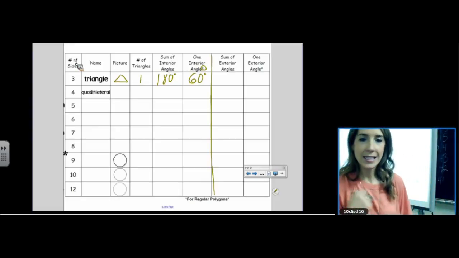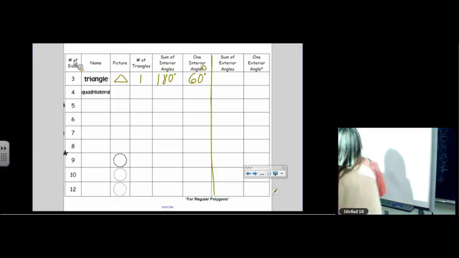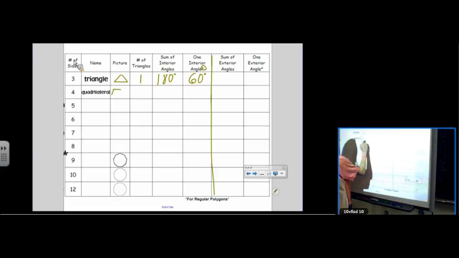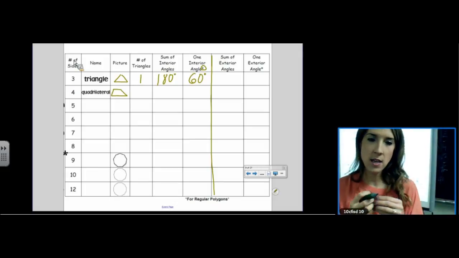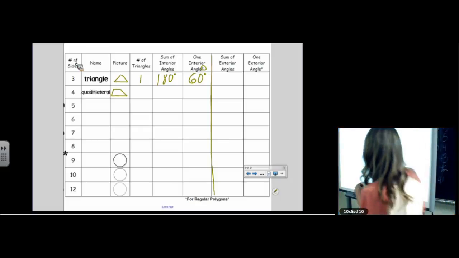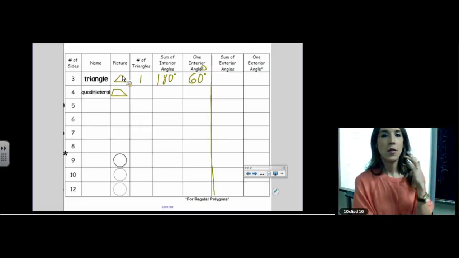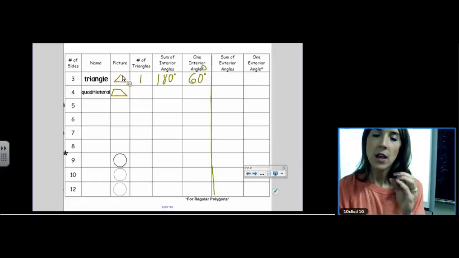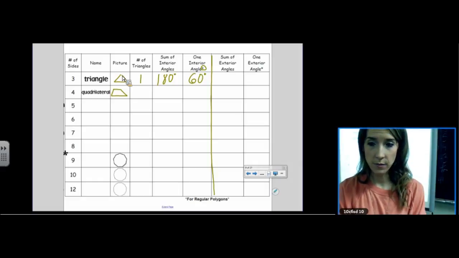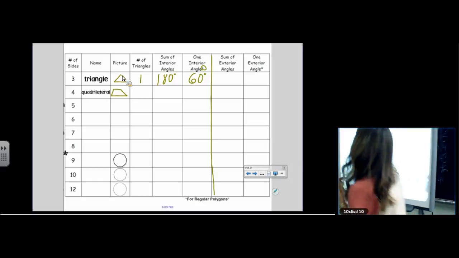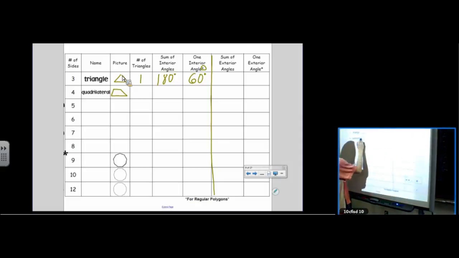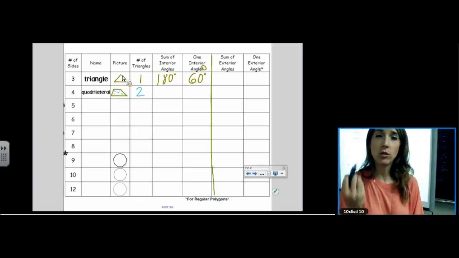Okay, 4 sides. That's called a quadrilateral. You can draw any quadrilateral you feel like. Now I want to explain what it means when it says the number of triangles. If you were to draw the diagonals of the shape, but not all of them, if you were to split the shape into triangles by drawing the diagonals so that none of the triangles overlap, so if I drew a diagonal here, I would have 1, 2 triangles. I could split a quadrilateral into 2 triangles.